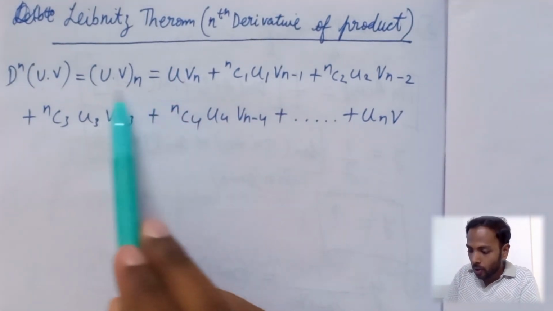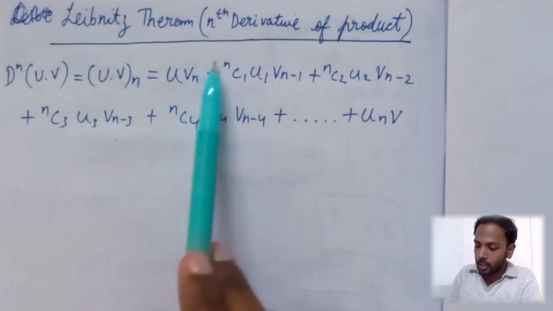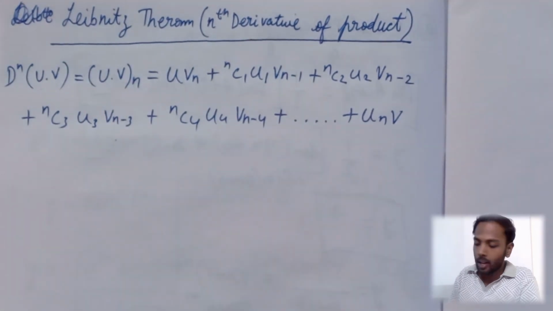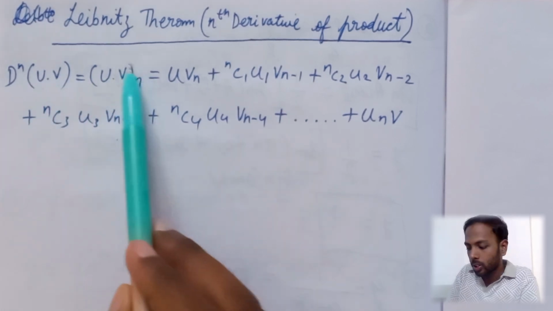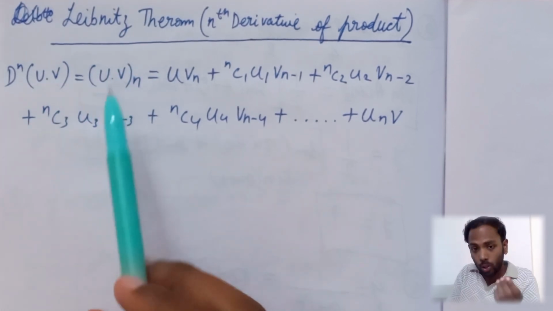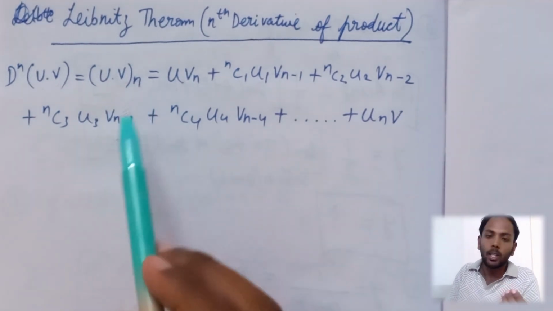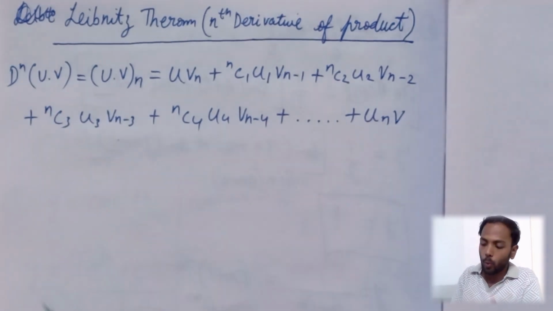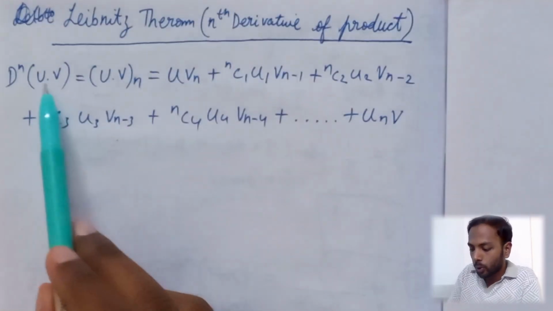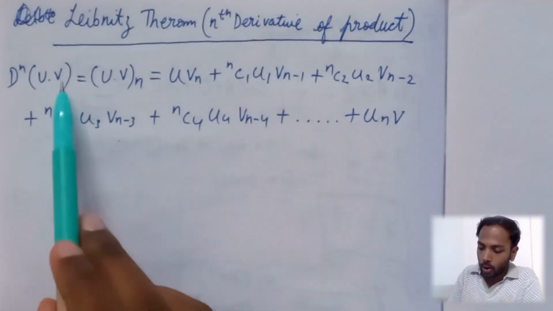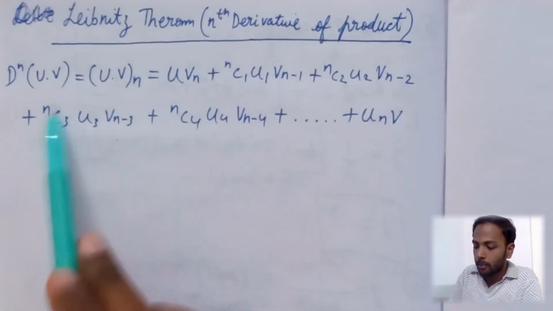you have to apply this formula in order to find the nth derivative of this expression. This is nothing but the Leibniz theorem. You can denote the nth derivative with d power n of uv, or you can denote it like (uv) with subscript n. It's up to you. There are two ways of denoting the nth derivative. So whenever you find two functions u and v multiplied, and they ask you to find the nth derivative, apply this Leibniz theorem and find it.